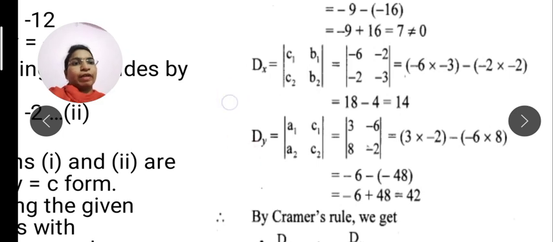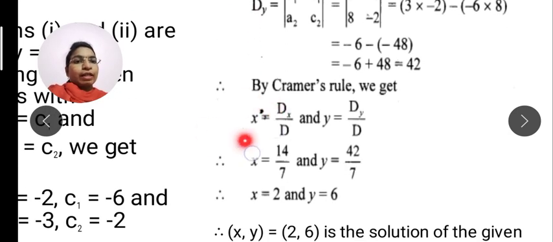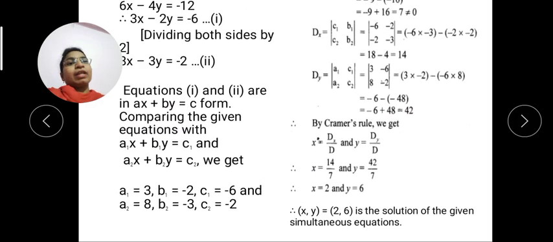In the same way, you have to find out dy by using Cramer's rule. We know the formula: x is equal to dx upon d and y is equal to dy upon d. So x is equal to 14 by 7 is equal to 2, and y is equal to 42 by 7, that is 6. So 2 and 6 is the solution of the given simultaneous equations.